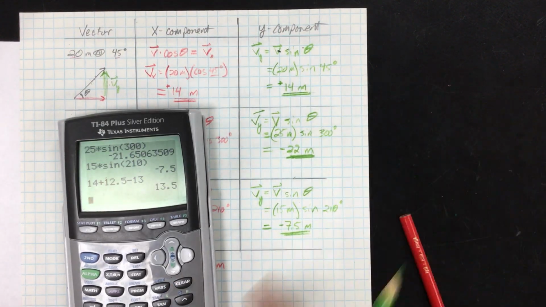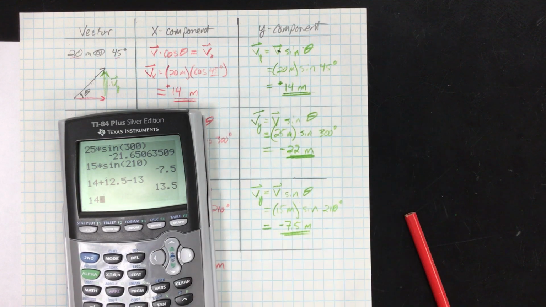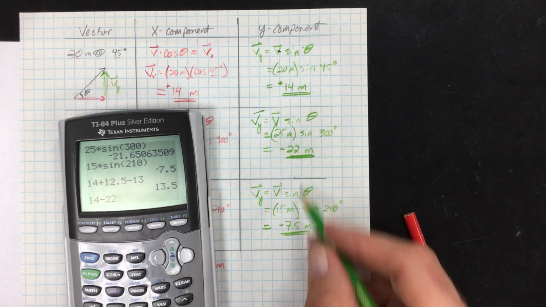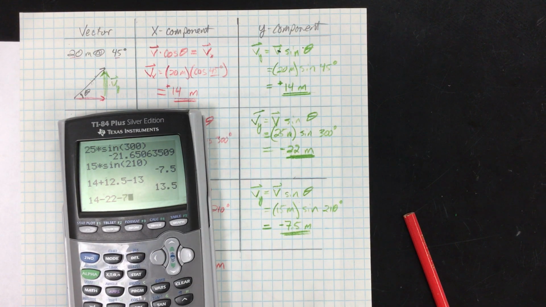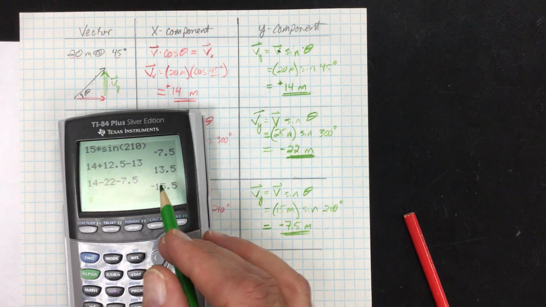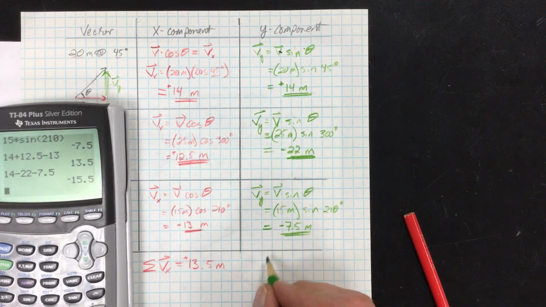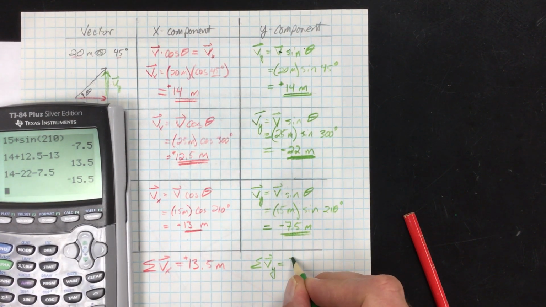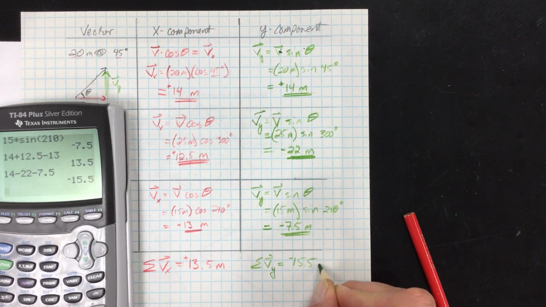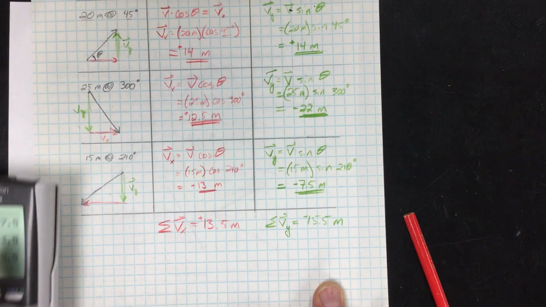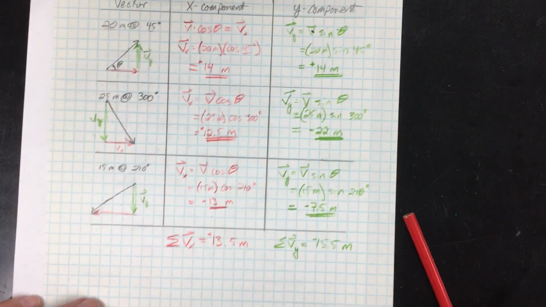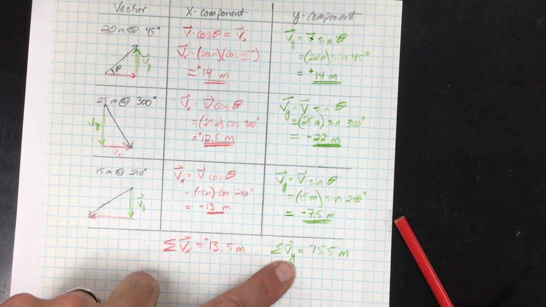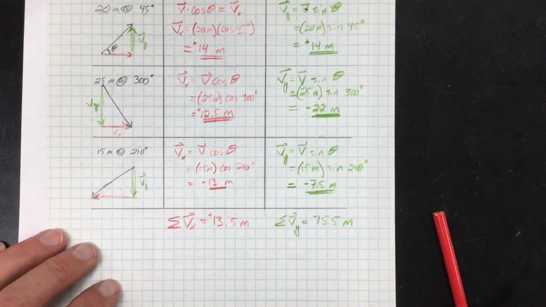So I add all these up. I've got 14 plus a negative, in other words, minus 22, minus 7.5 equals. So I get a y component of negative 15.5 meters. All right, so now what do I do with that? Now I know the x component and the y component of what's going to end up being my resultant.